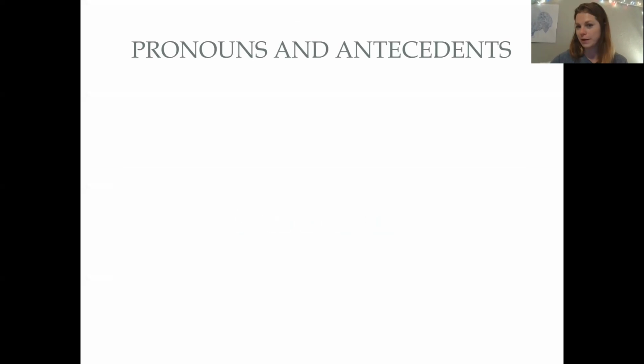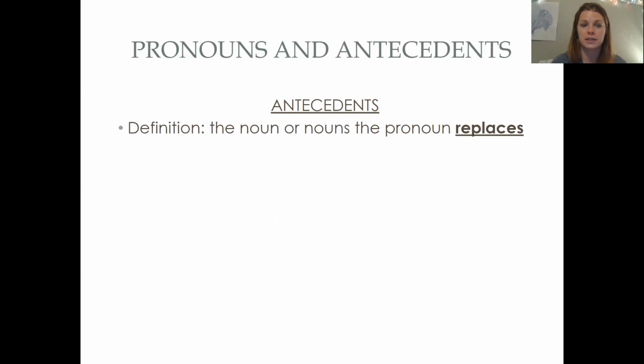Okay, hold on, Finn. And pronouns and antecedents, the antecedent is basically the noun the pronoun replaces. So like I said, Miss Doyle went to the store and she bought cookies. She is replacing Miss Doyle, so Miss Doyle is the antecedent. It's the proper noun that it's taking the place of. We have no special label for it.